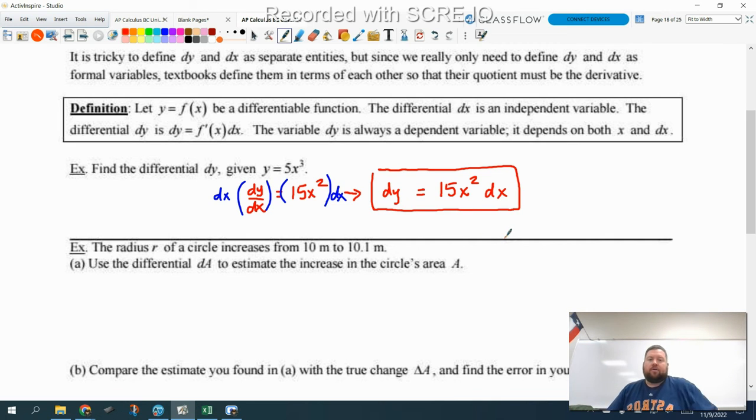All right, so that's how you can think of it. You don't have to show this middle step. You can kind of just jump straight to here. And again, this is really just using this formula right here. dy is equal to f prime, which is 15x squared, dx.